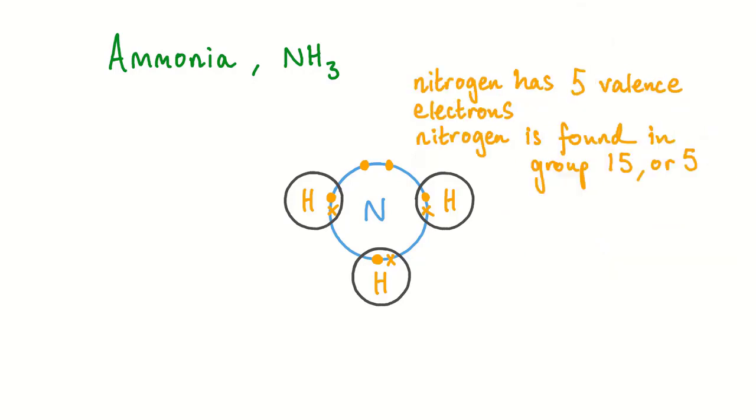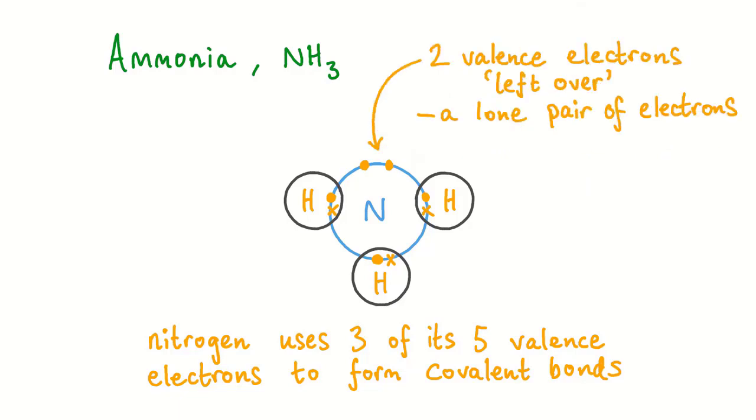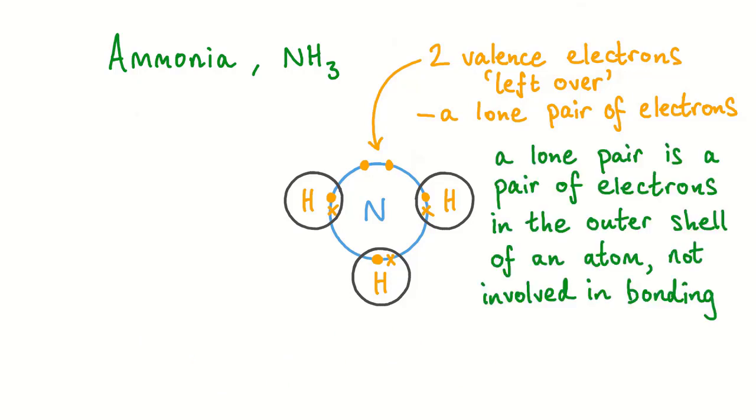The central nitrogen atom has 5 valence electrons. Remember that nitrogen is found in group 15 or 5 of the periodic table. Nitrogen uses up 3 of its valence electrons in forming these bonds. Because a nitrogen atom has 5 valence electrons, there are 2 valence electrons left over. These electrons form a lone pair. A lone pair is a pair of electrons found in the outer shell of an atom that are not involved in forming any covalent bonds.